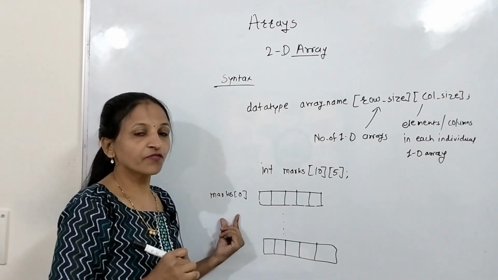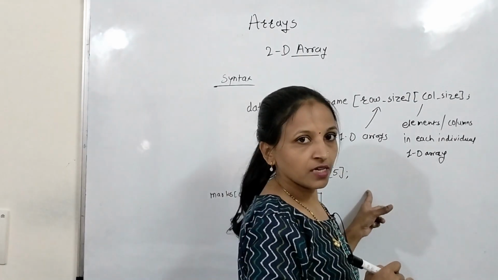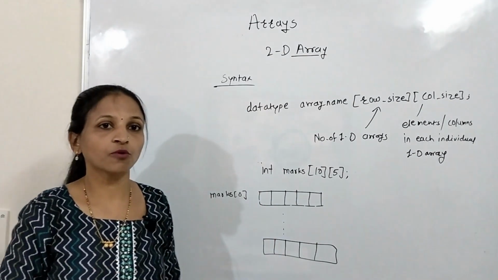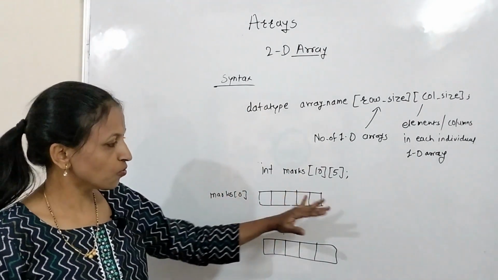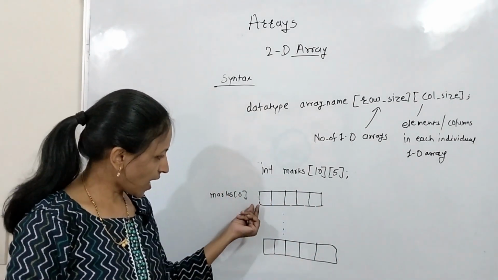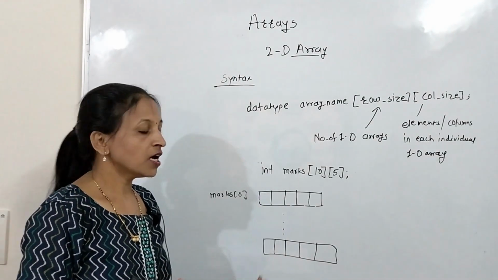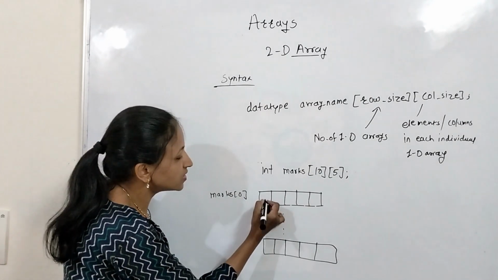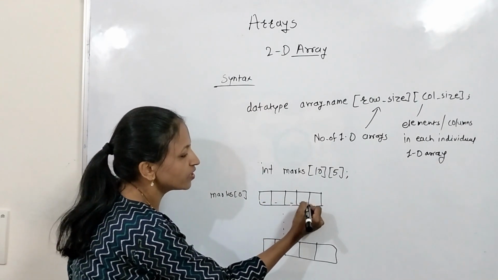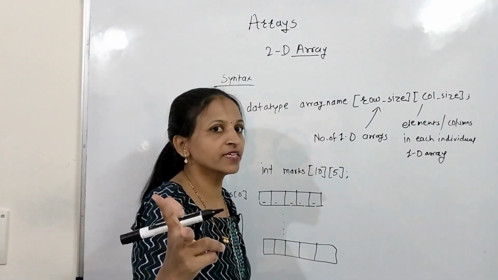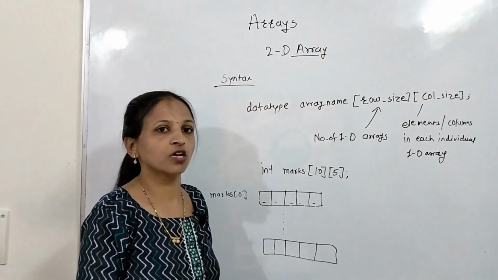But marks of 0 will represent the whole array. Marks of 0 is the name of that first array that will represent the whole array, and it will hold the address of that first one-dimensional array. Getting? Now how to access this individual element? For that we have to use again two indices. First row index, then column index.